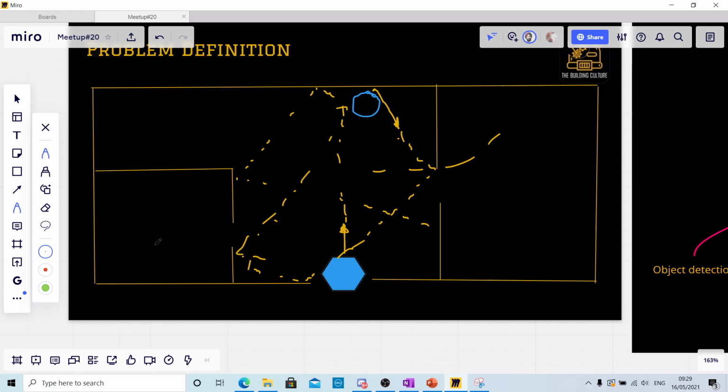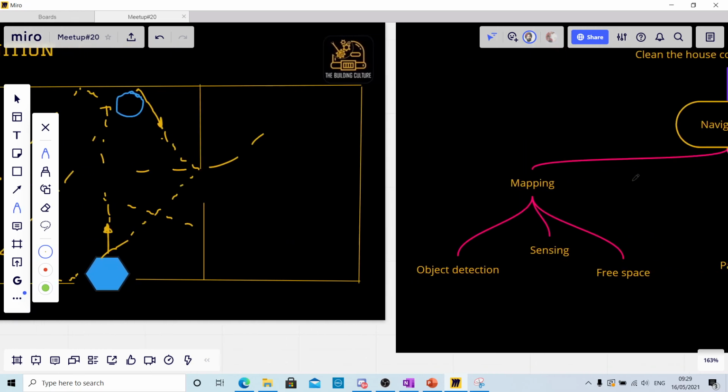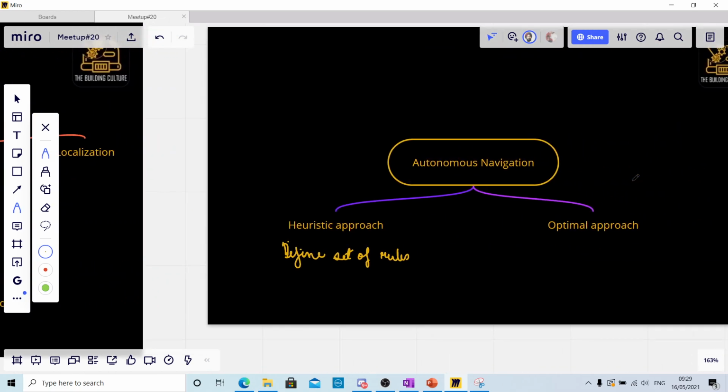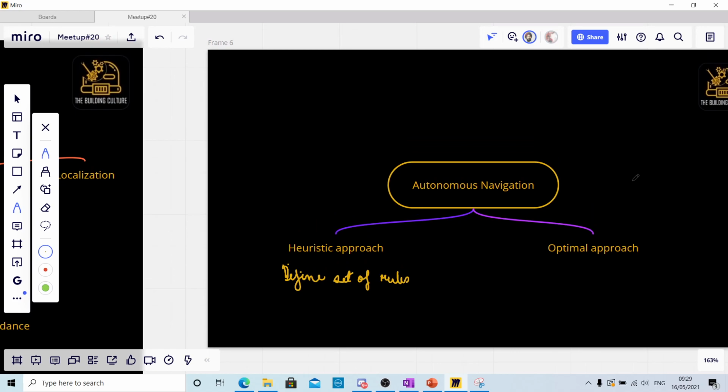It would cover the whole room. Maybe it takes a lot of time and it's not very efficient, but this is one particular approach to autonomous navigation, and we are ignoring the environment. We are not caring about its own location and mapping. So this is a very simple way of going about it.